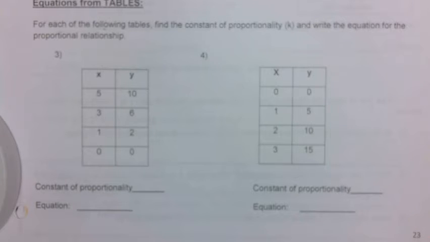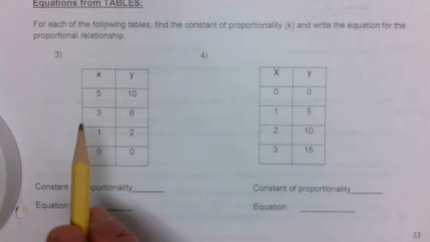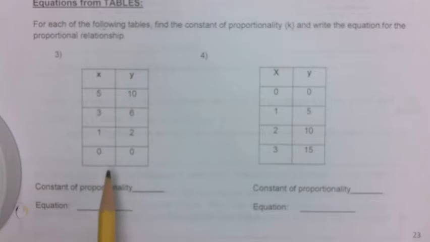In the next section, we're going to create equations from tables of values. For each of the following tables, find the constant of proportionality k and write the equation for the proportional relationship. We've learned before that if we have a table of values, in order for there to be a proportional relationship, we have to see if there is a constant unit rate. So in my table, I have my x values in this column, I have my y values in this column.